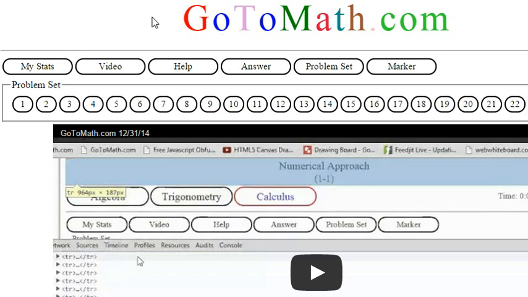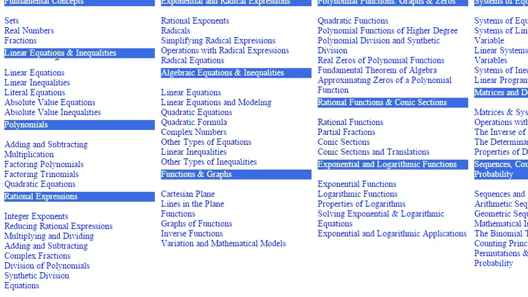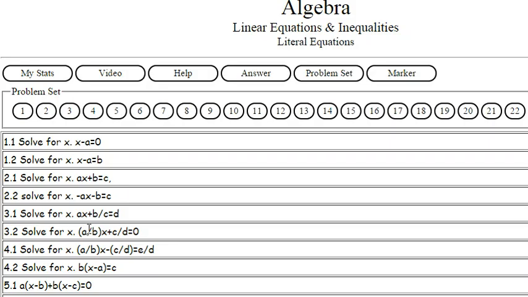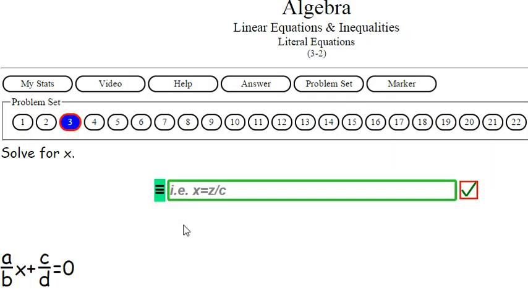We're at go-to-math.com. Go up here, click on Algebra. Of course, you can't see it on the screen. I've made some changes. Literal Equations, let's click on that and go to 3.2. I believe that's where we're at. Okay, so another solve for x problem. Looks like we have a over b x plus c over d is equal to 0.